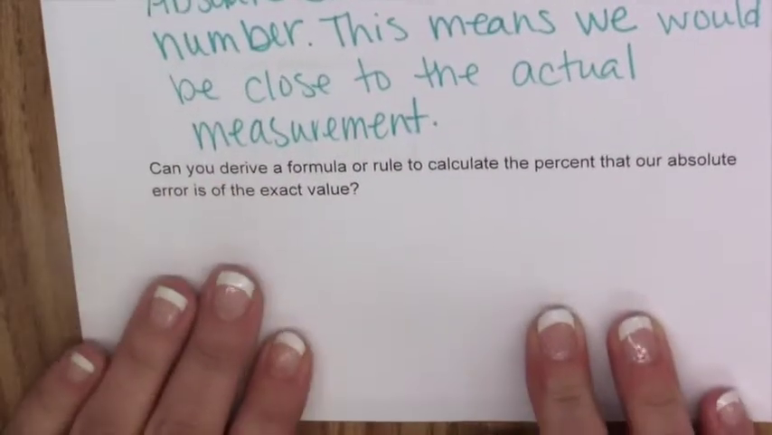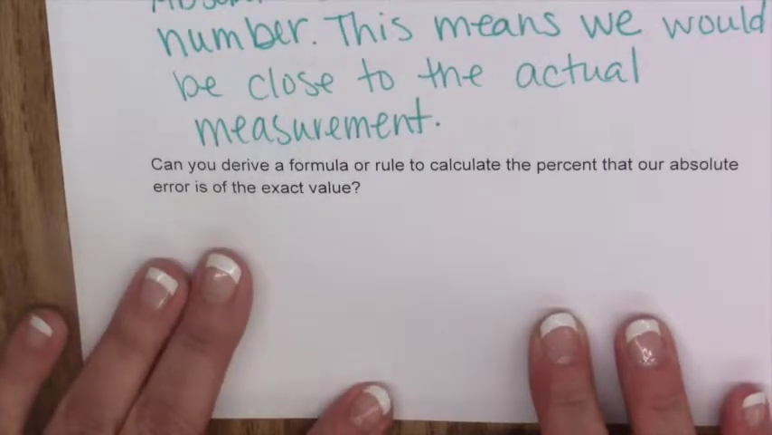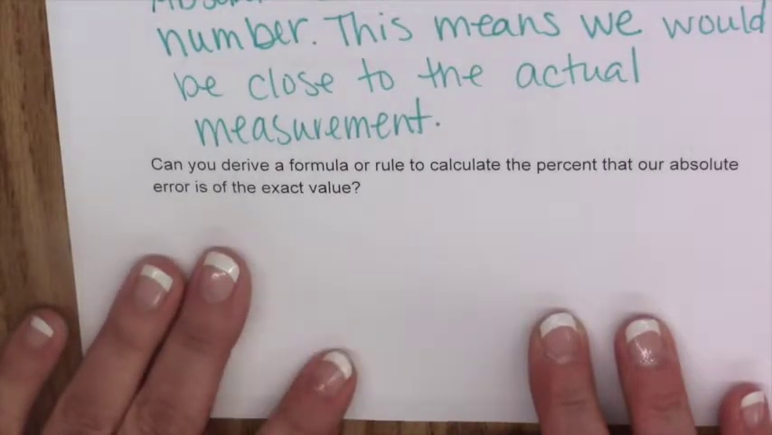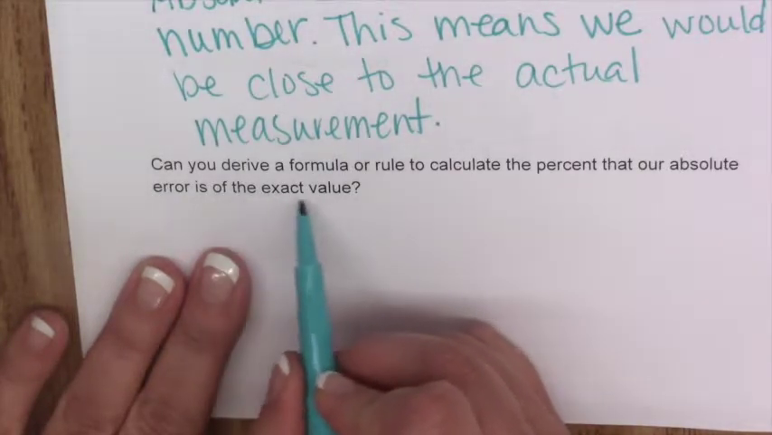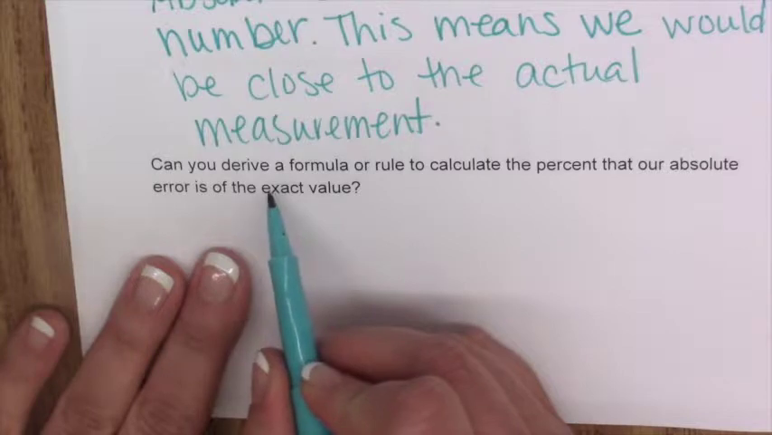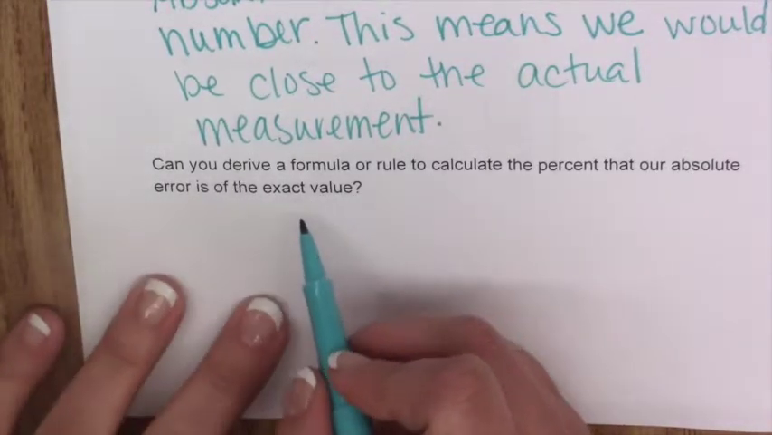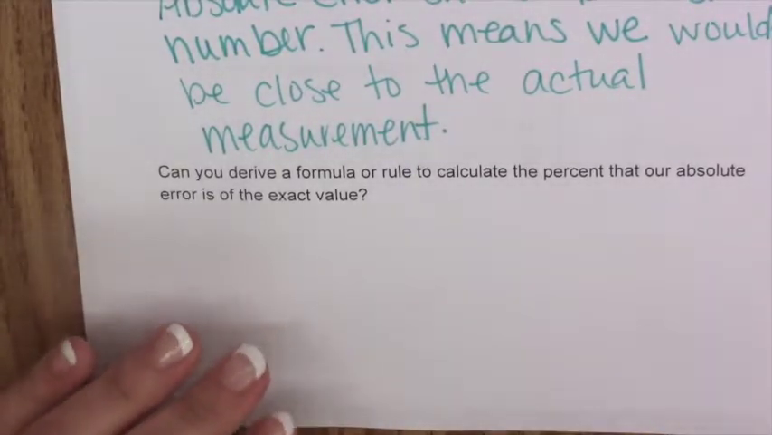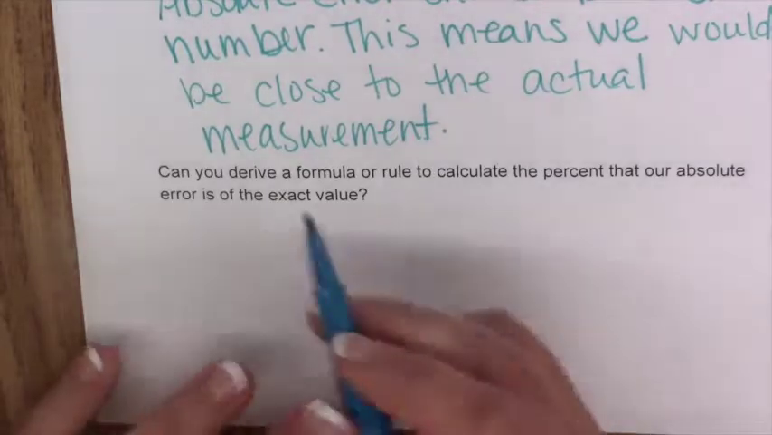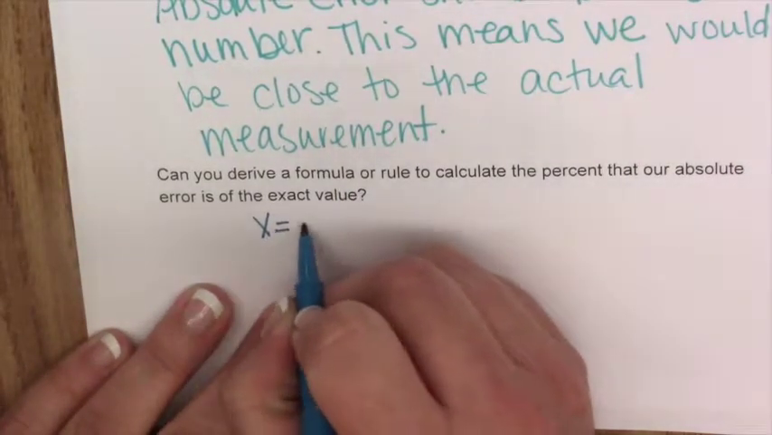So our last question says, can you derive a formula or rule to calculate the percent that our absolute error is of the exact value? So that means our exact value is our whole, and the absolute error would be our part, and we are wanting to find the percent. So we're going to define a couple of variables. Let me get a different color here. We're going to say that our x is the exact value.